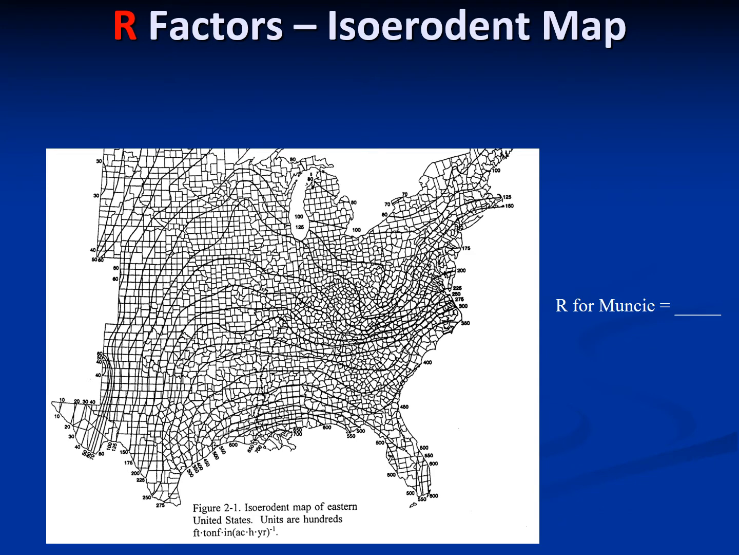Here's what the R factor's isoerodent map looks like for the east portion of the United States. California and the west coast basically has its own map. But you essentially see all these squiggly lines. You would find the values over on the right and follow them over to your county of residence.